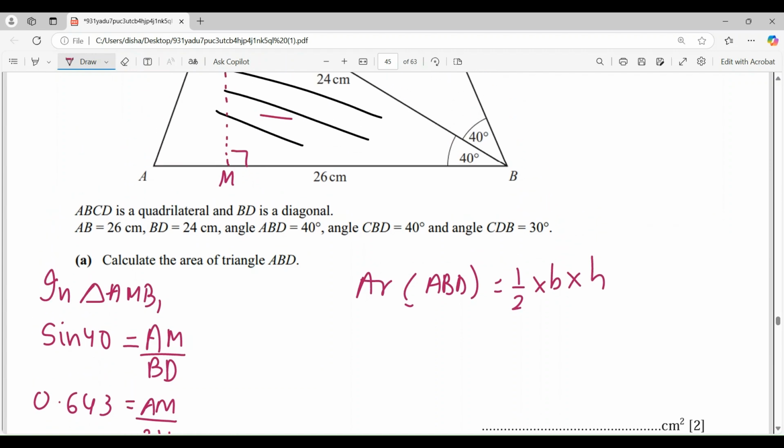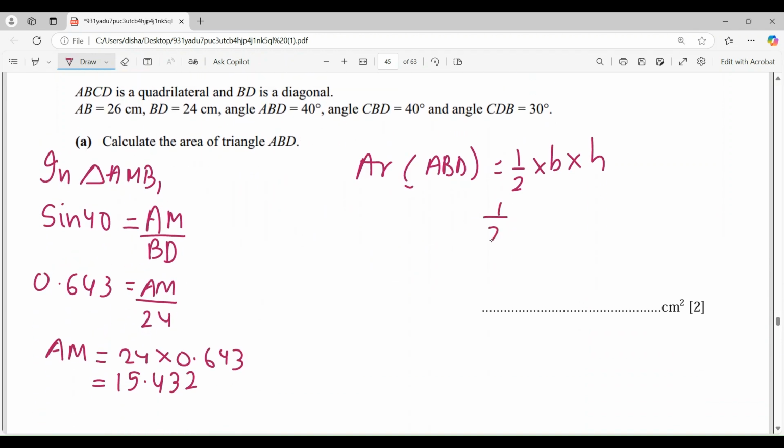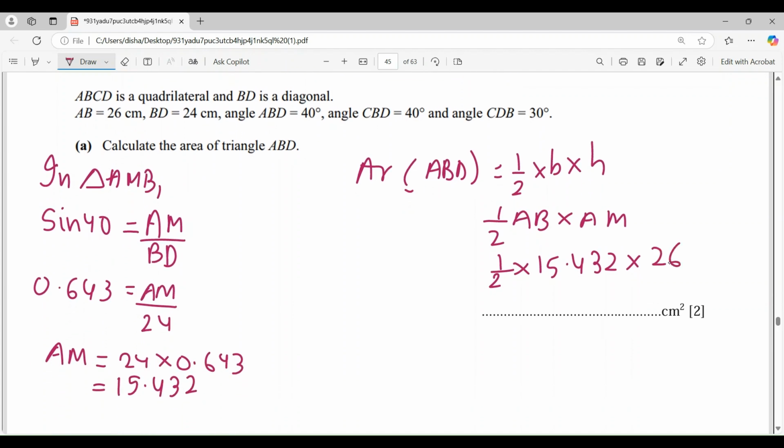Now this is a triangle, so this whole becomes the base. So half into AB is the base into AM is the height. So half into 15.432 into base is 26. So this will be 13s are. So the answer is coming out to be 200.616, which is almost equals to 201 centimeter square.